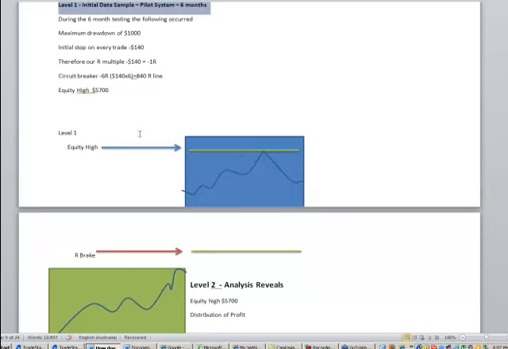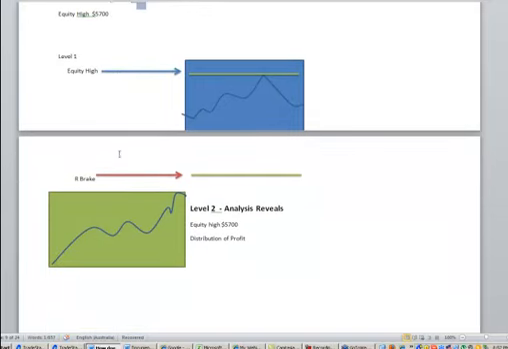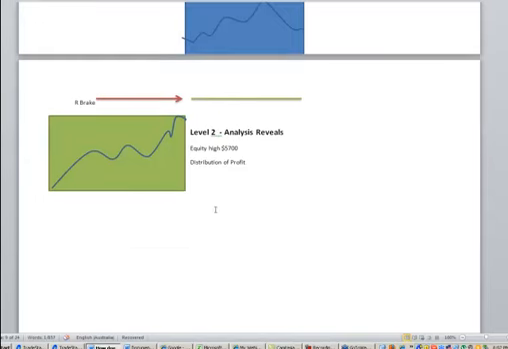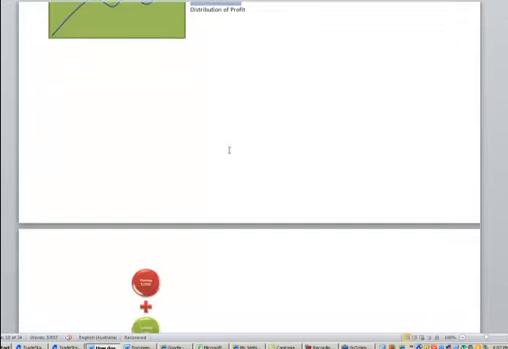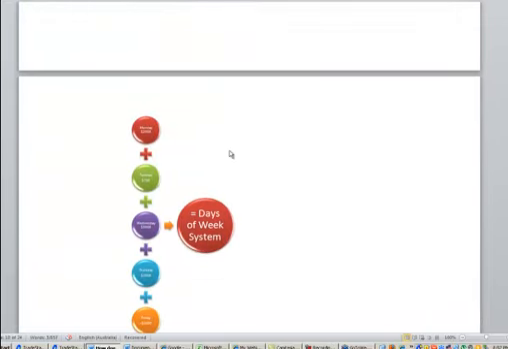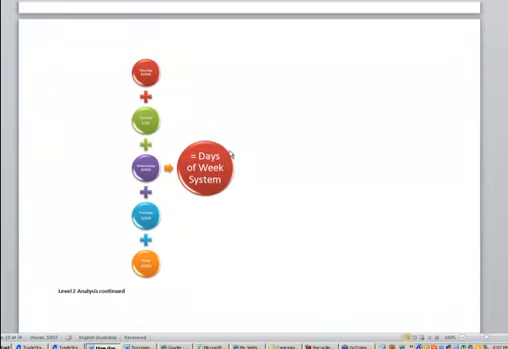However, instead of just turning the system off when it drops $840 and it's trading every single day of the week, we can have a look at level 2 of our system and see what the distribution of profit is, because we've actually made $570 worth of profit as far as our equity high. So we want to go into the system and have a look at where all the money's being made.